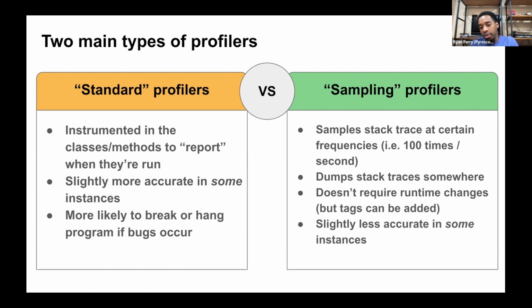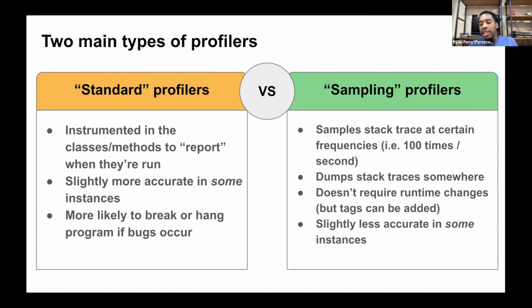You can add stuff to the actual code if you want to, for example, tag functions or do something a little more granular. But basically, as a rule of thumb, you're able to get this information by just looking at the stack trace frequently and keeping track of what applications are running and that kind of stuff.